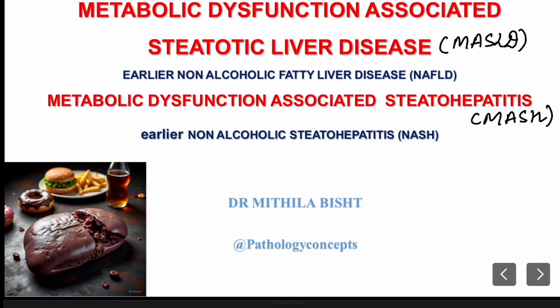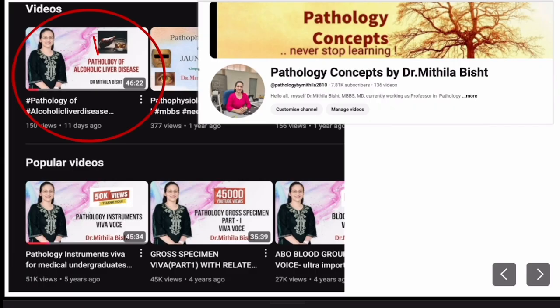And MASLD is the most common cause of chronic liver disease in the US. So it has got clinical significance and it is often considered as a silent killer because many people are unaware of the disease process going on inside their body, and it is most often detected incidentally. Now, before we move on to this topic, I would recommend you to go through the previous lecture that I've uploaded on the pathology of alcoholic liver disease for a better understanding.